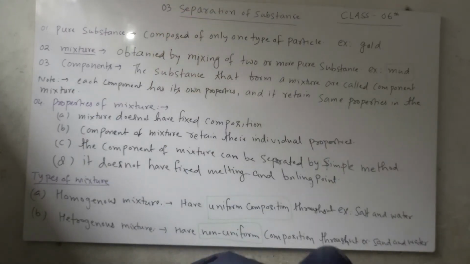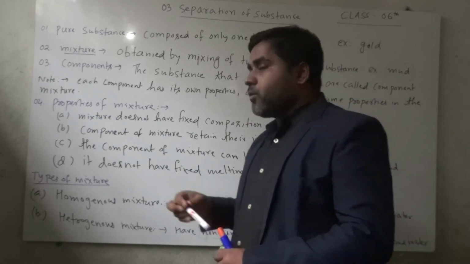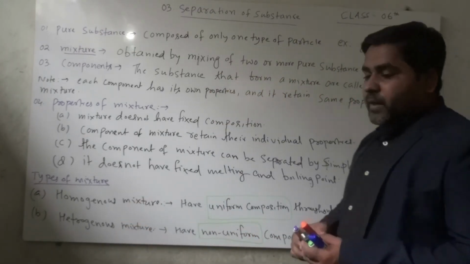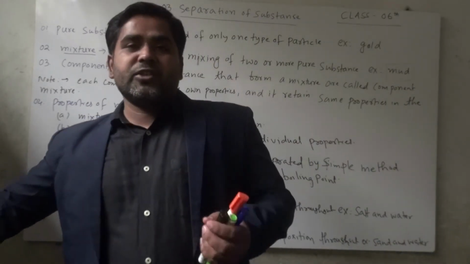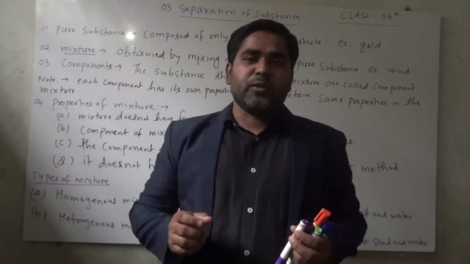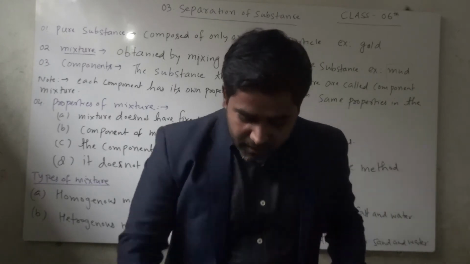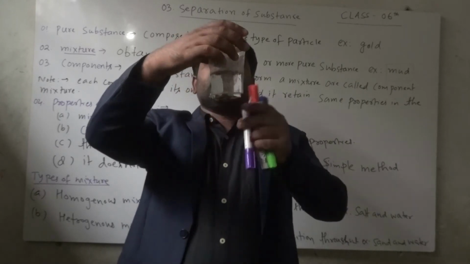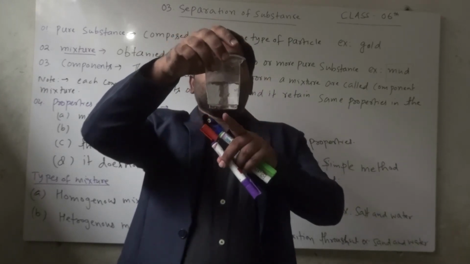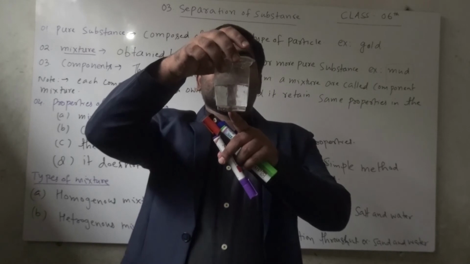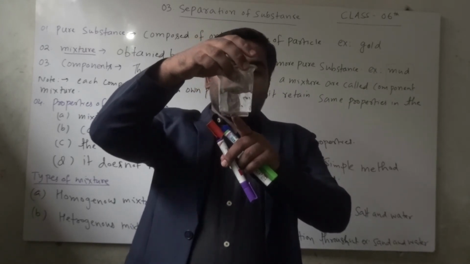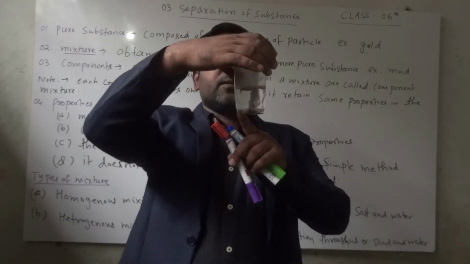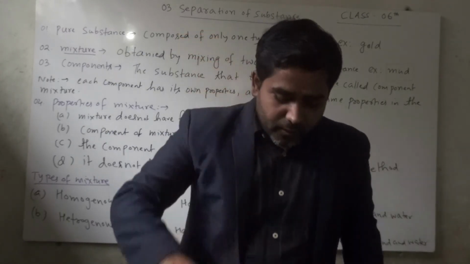Now in the second case we are talking about heterogeneous mixture. It has non-uniform composition throughout. Means we are saying that a mixture will have non-uniform composition. Means there will be two components, but it will be non-uniform. See here, mixture of sand and water. See, sand you can see with your naked eye, right? But in the case of homogeneous mixture, are you able to see the salt and water? No. But in this case you can see it, right? So that is a heterogeneous mixture.